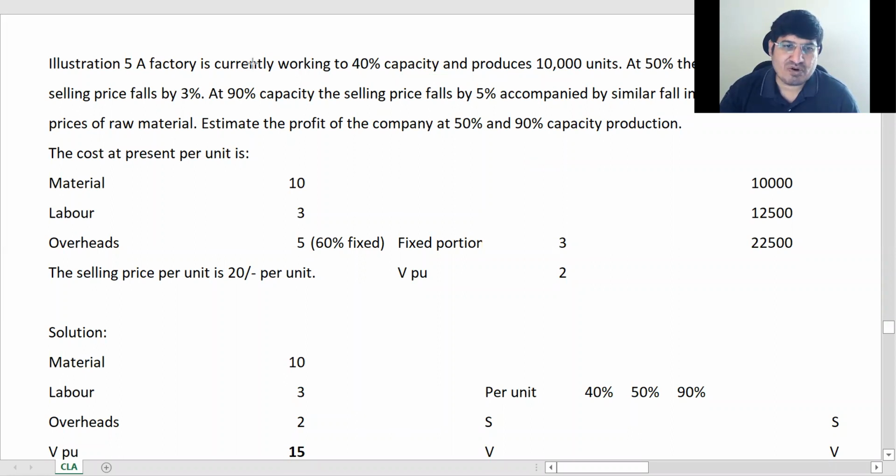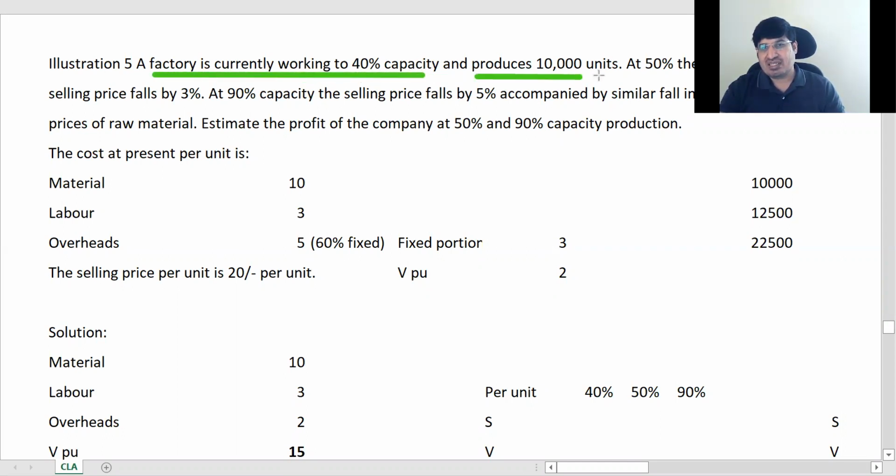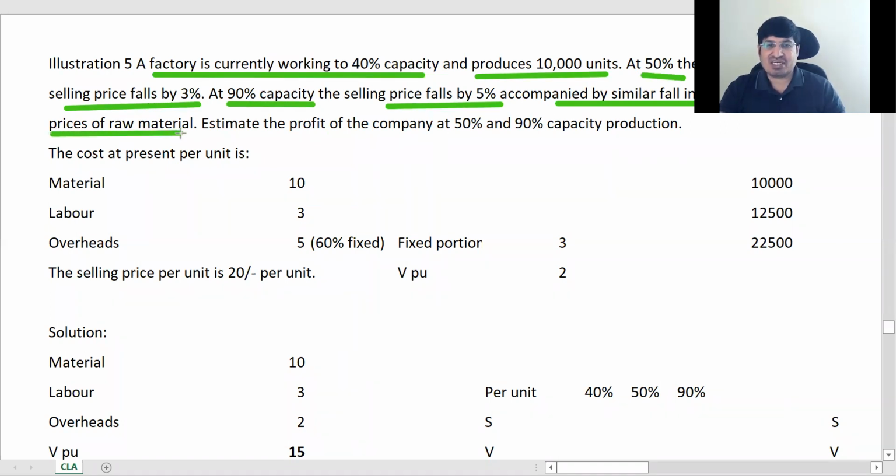So Himanshu, this problem says a factory. We had finished till problem 4 yesterday. We are doing problem 5. Okay. A factory is currently working at 40% capacity, producing 10,000 units. Okay. At 50%, selling price falls by 3%. At 90%, selling price falls by 5%, accompanied by similar fall in raw material. That is, raw material also falls by 5% at 90% capacity. We have to estimate the profit of the company at 50% and 90% capacity production.